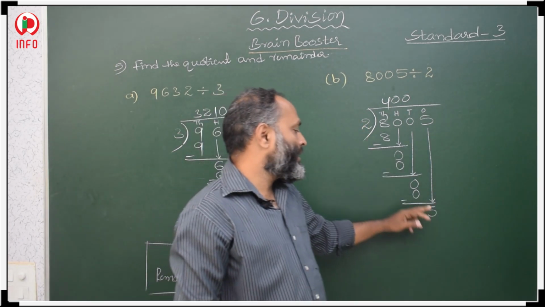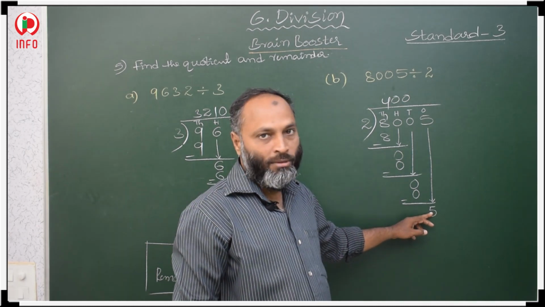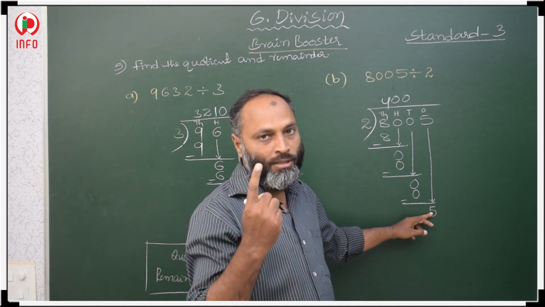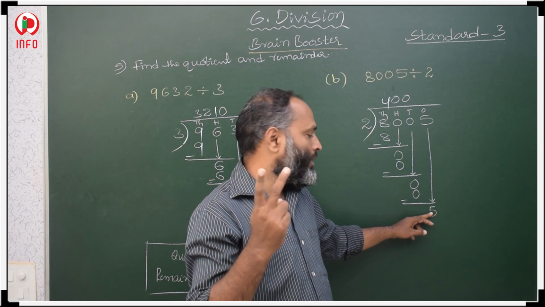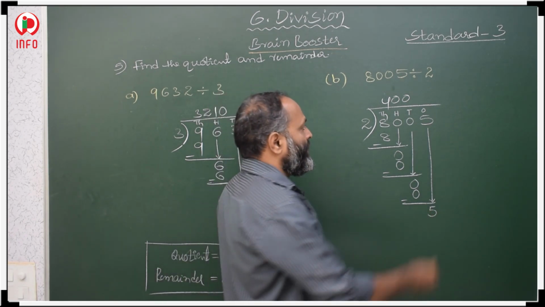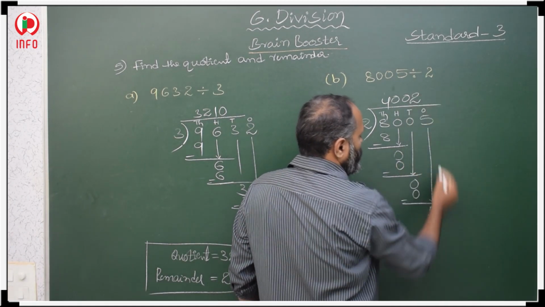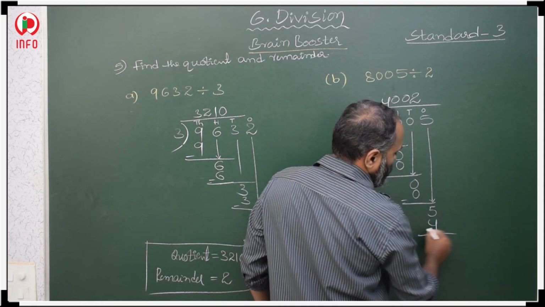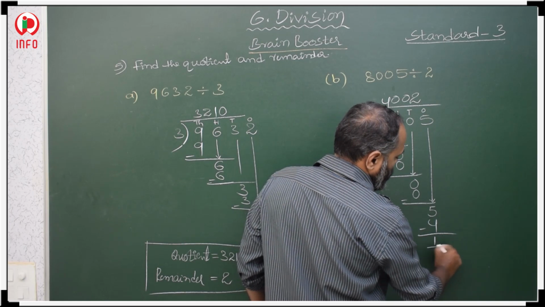Now when you will get 5 in the 2 table, read your 2 table. 2 1s are 2, 2 2s are 4, 2 3s are 6. 6 is greater than this, which means we have to take 2 2s. 2 2s are 4, 5 minus 4 is 1. This is your remainder.